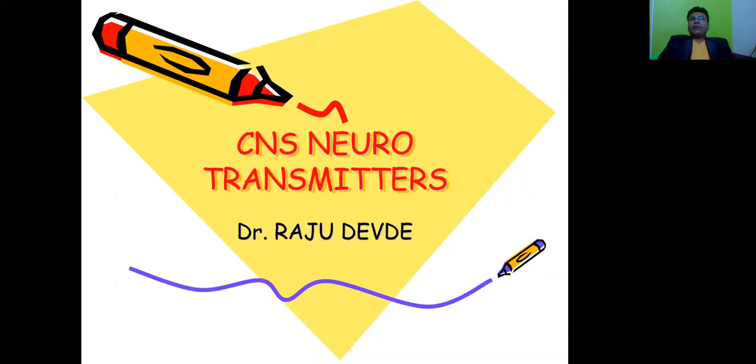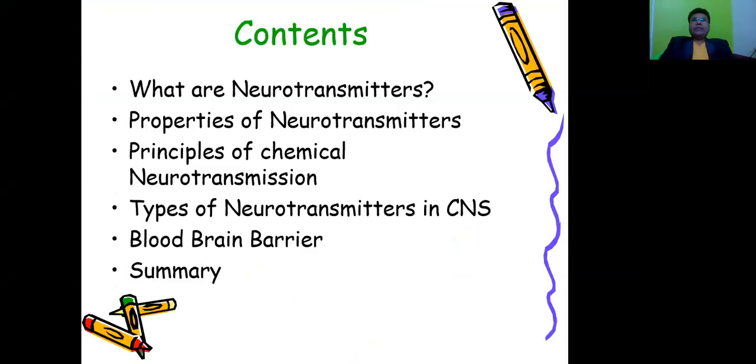Welcome. Today's topic is central nervous system neurotransmitters. The contents of this topic will be the neurotransmitters, its properties, principles of chemical neurotransmission, types of neurotransmitters in the central nervous system, blood-brain barrier, and to summarize the neurotransmitters.